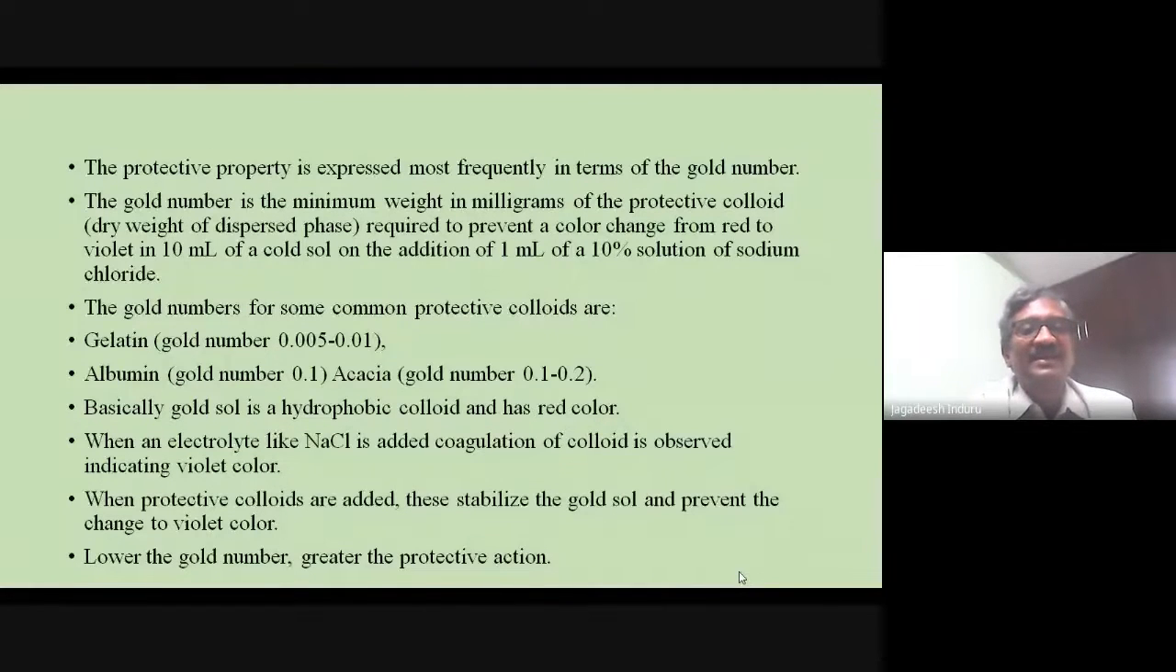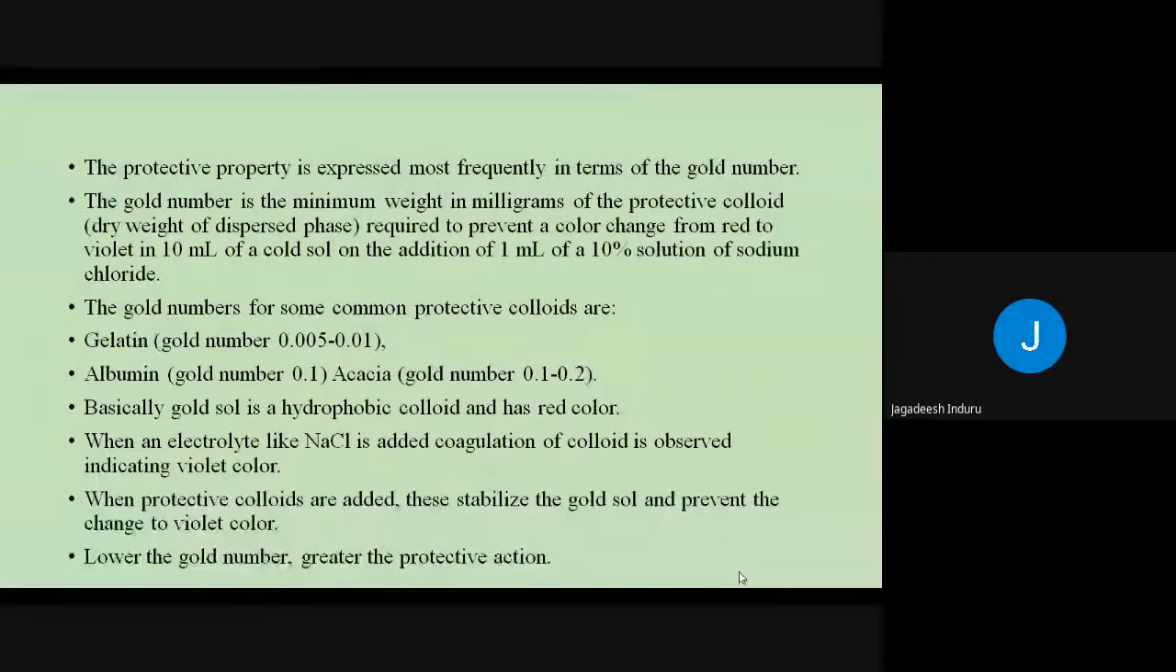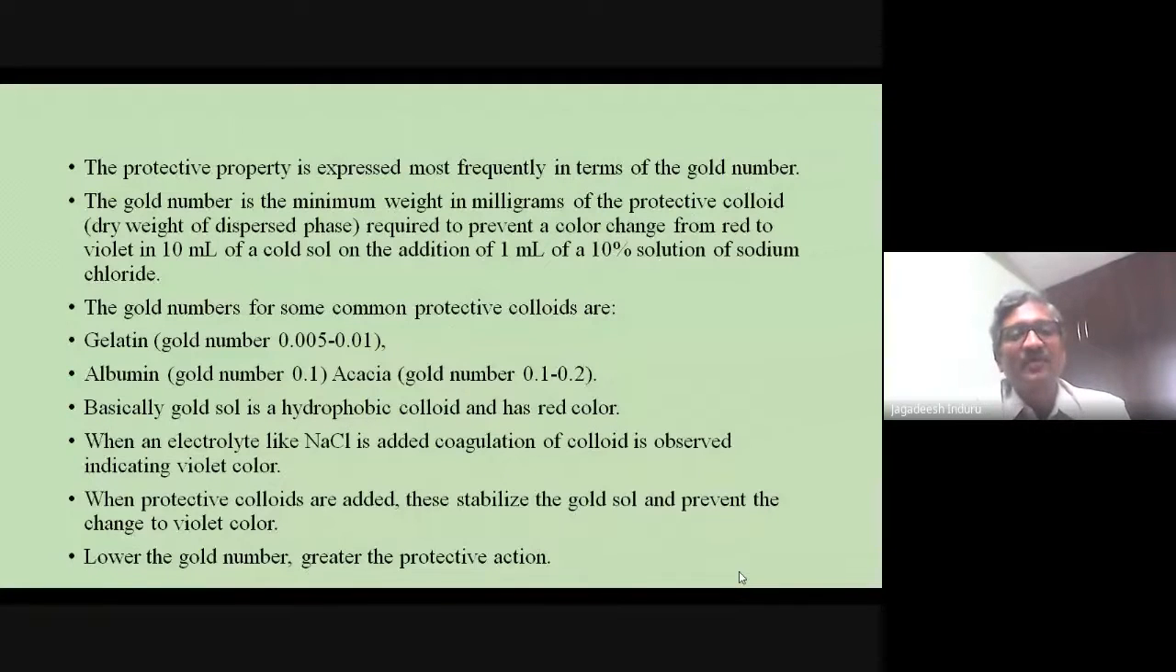Say for example, albumin has a gold number of 0.1. It means gelatin is better than albumin, and acacia has a gold number of 0.1 to 0.2. Basically, the gold sol, don't get confused between sol and colloid here. Gold also appears as a colloid only. When the concentration is lower, we call it a sol. It is a hydrophobic colloid. It is red in color, and when it converts into bigger sized particles, it converts to violet in nature.